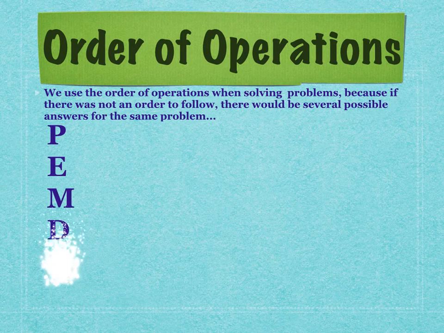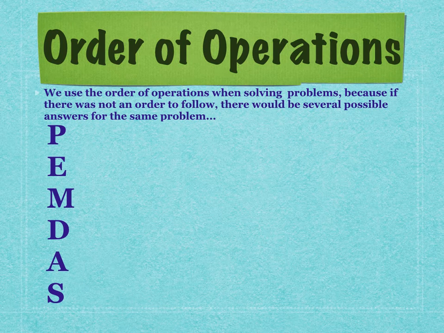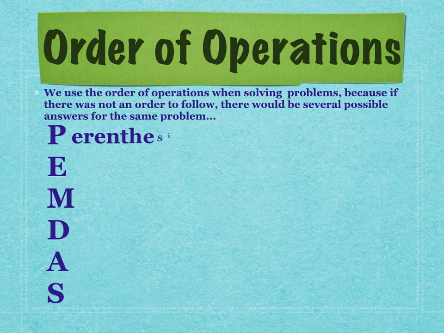The order of operations can sometimes be remembered using the acronym PEMDAS, or sometimes people use the sentence, "Please excuse my dear Aunt Sally." It's the most common sentence to remember the order of operations. The P stands for parentheses. This doesn't have to mean parentheses. It can be any grouping symbol. So parentheses, and also sometimes brackets are used.